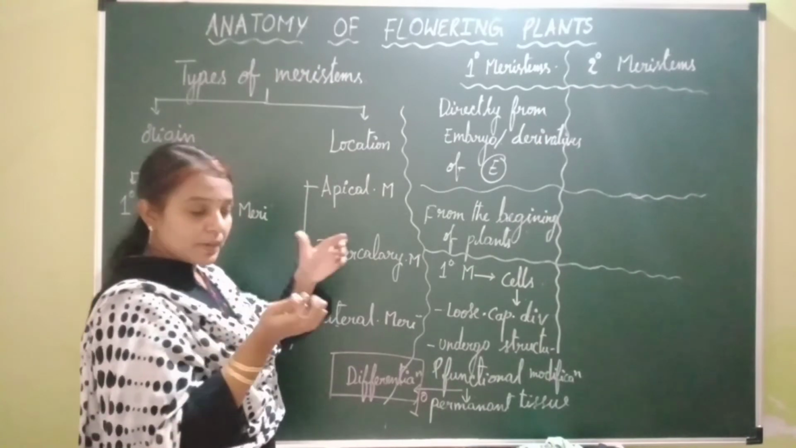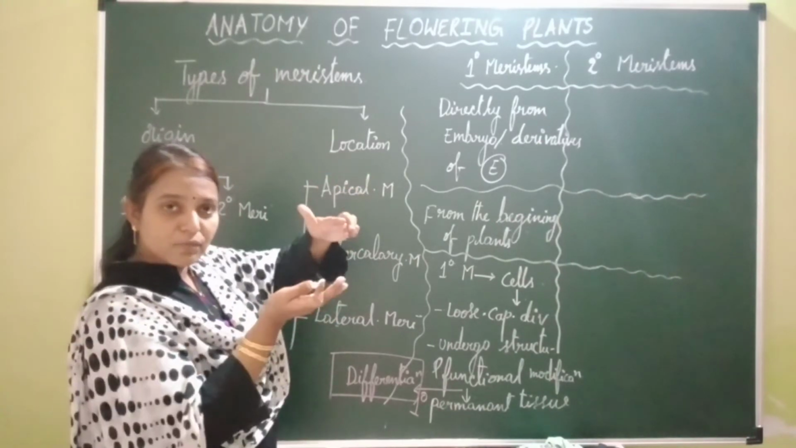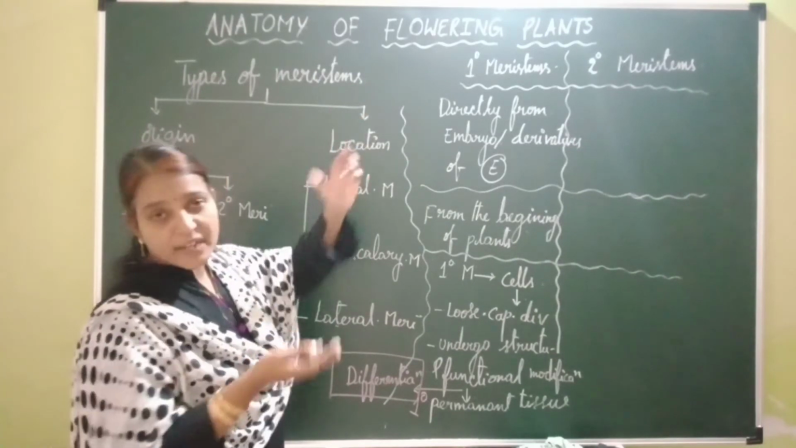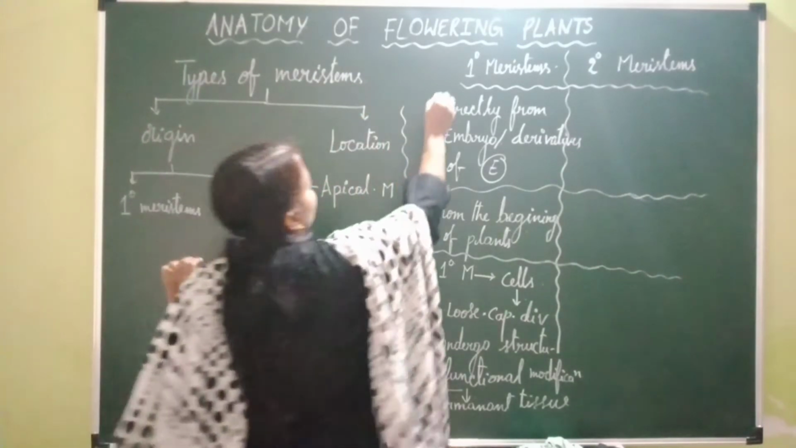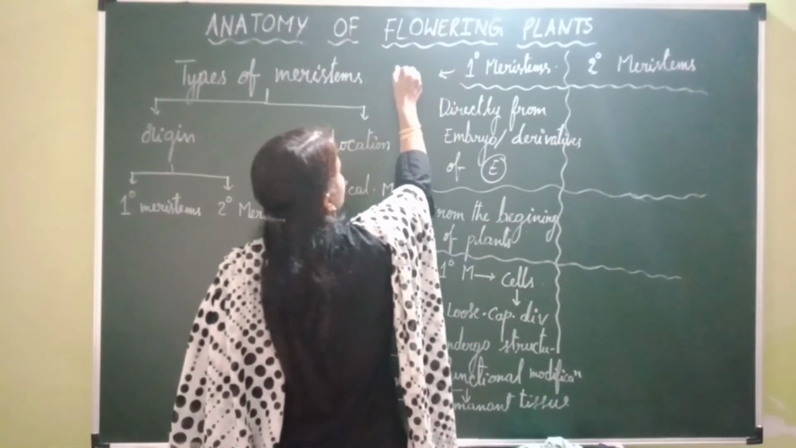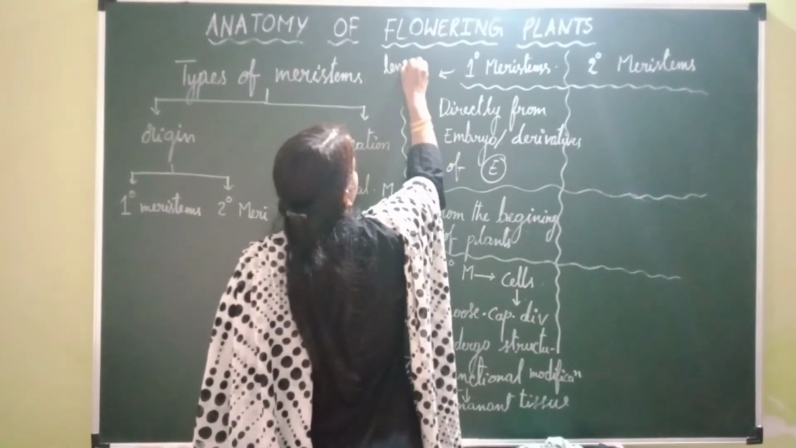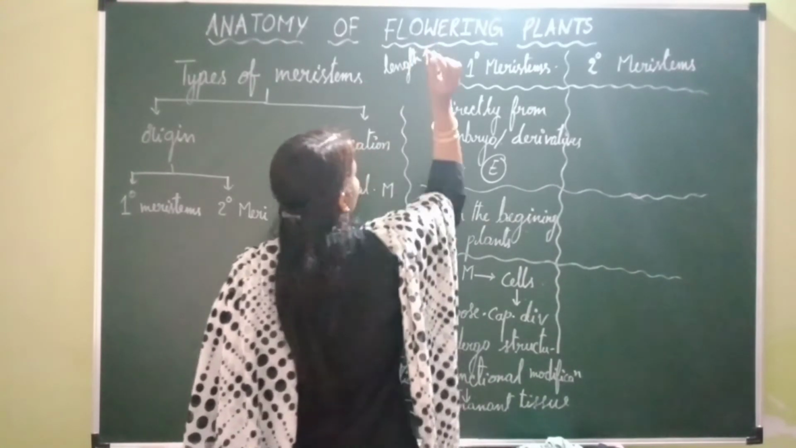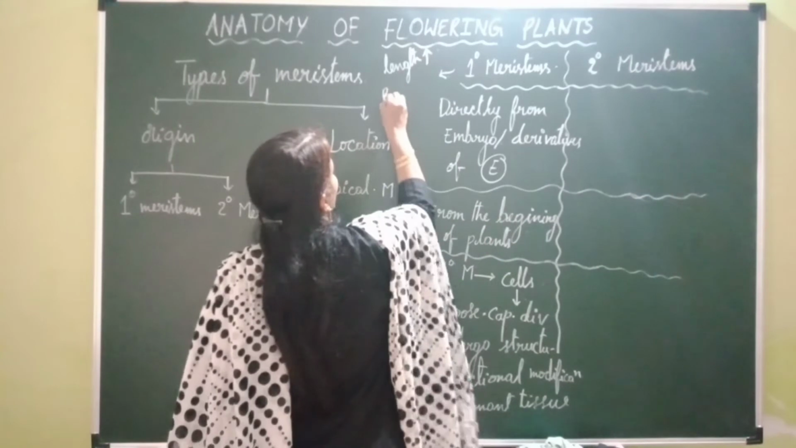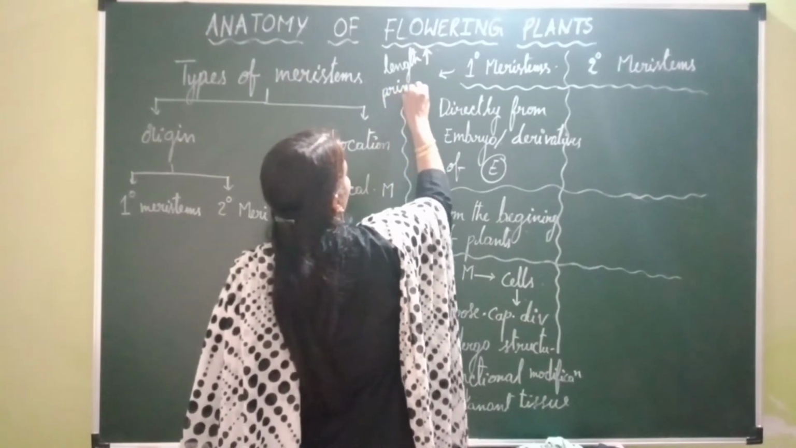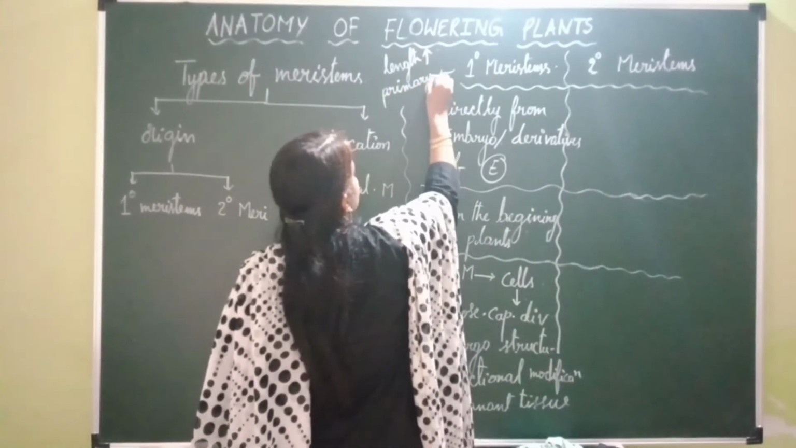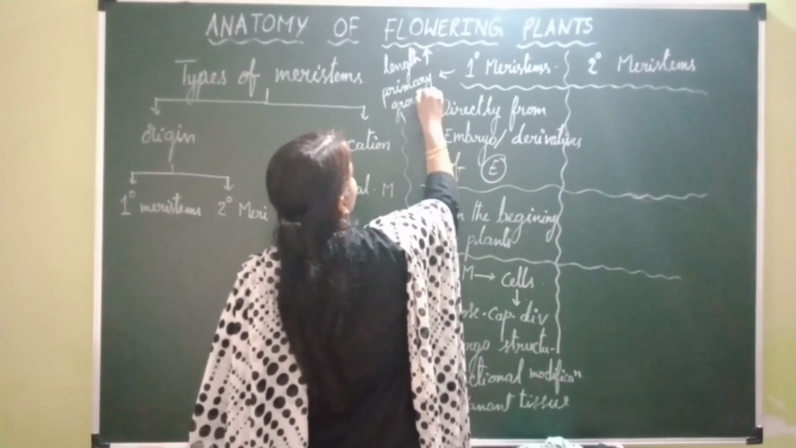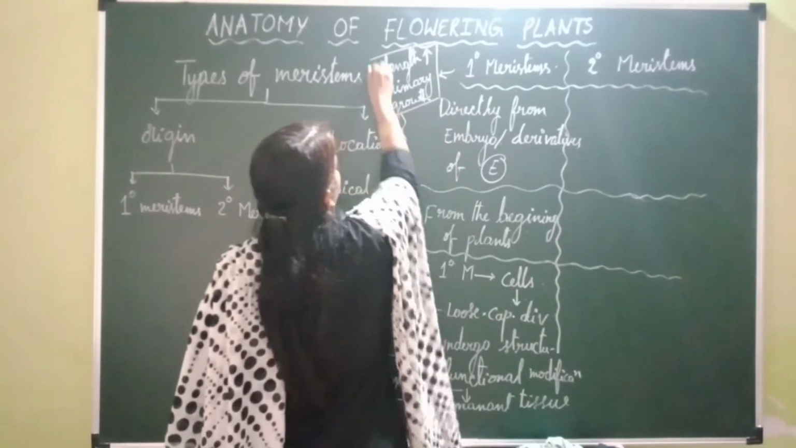Primary meristems are present at root apex and shoot apex. As they are present there, they are involved in increasing the length of plant organs, the length of shoot and the length of root. That is nothing but the primary growth of the plant body. So this is the function of primary meristems.